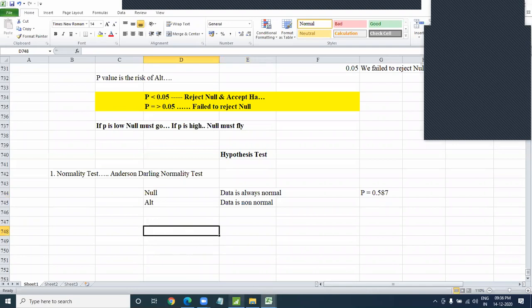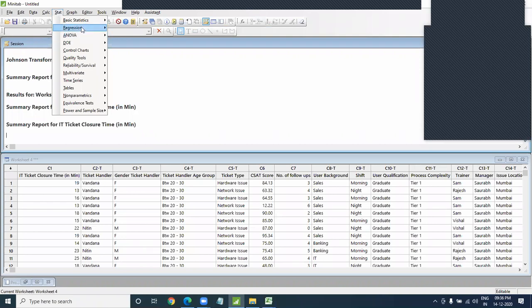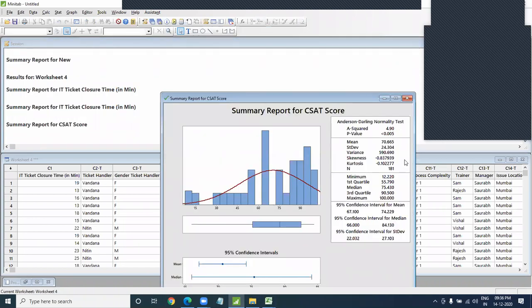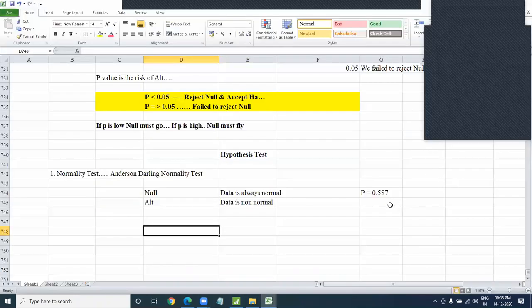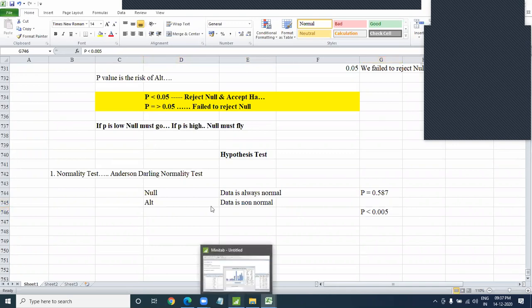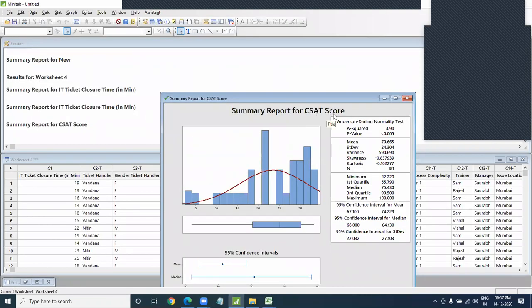So let's have a look at another example. In that graphical summary, I want to check the CSAT score, the customer satisfaction score. We perform this test, and the p-value is less than 0.005. What would you go with, null or alternate? Alternate, yes, because this is less. Alternate is proven, and alternate says the data is non-normal. So the customer satisfaction data that I just picked up, the CSAT score data, is non-normally distributed.